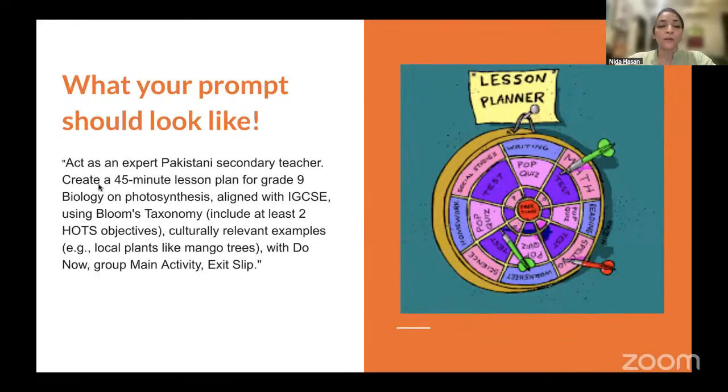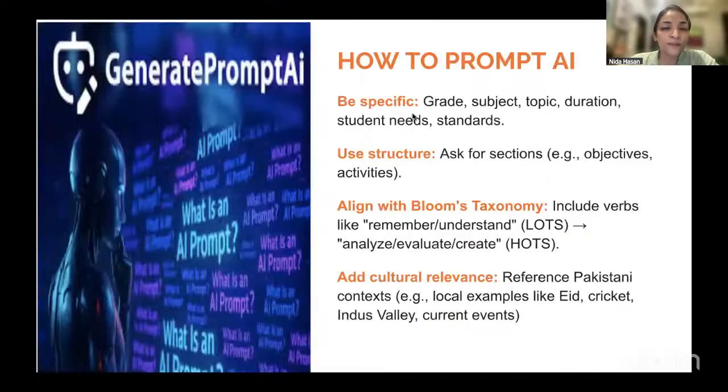So if I go through this again, you need to be specific. You need to prompt AI, give it the grade level, the subject, the topic, the duration, what the student needs are, and what standards you would like to be met. You ask for sections, such as objectives and activities. Bloom's taxonomy is a very, very good way of doing assessments throughout the process.